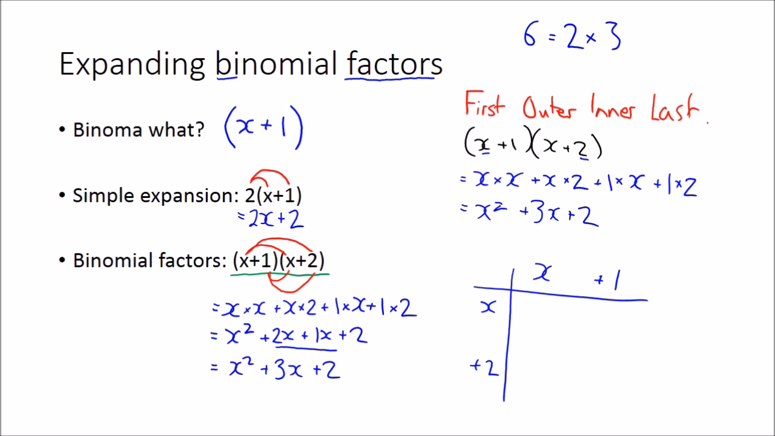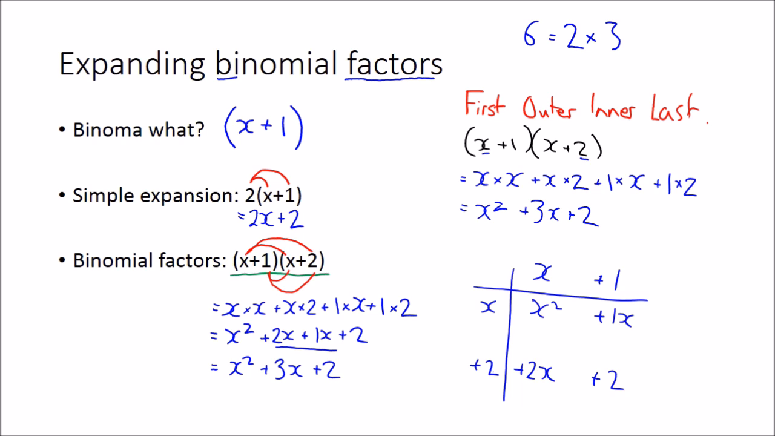So x in the left-hand column here multiplied by x is x squared. X times 1 over here is plus 1x. X up here multiplied by plus 2 gives us plus 2x. And then plus 2 times plus 1 is just plus 2. Then you add it all together and you end up with the same answer. So that's another way of multiplying binomial factors.